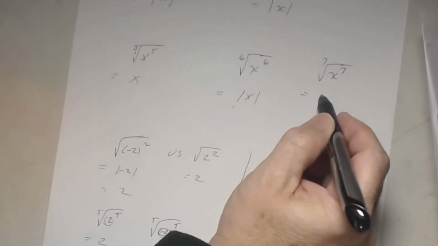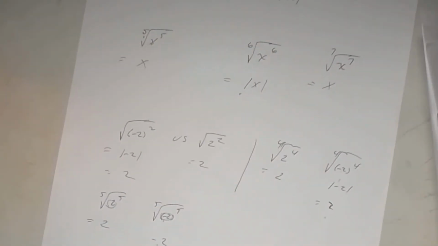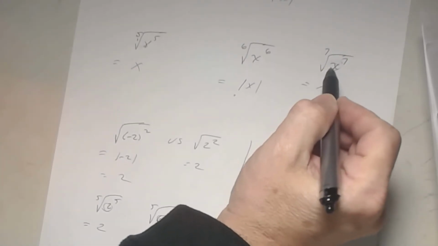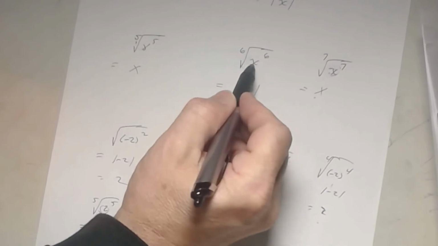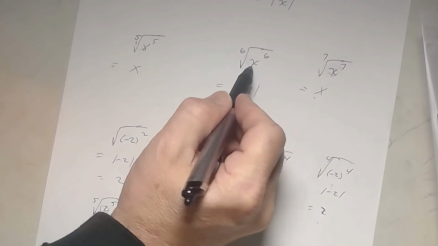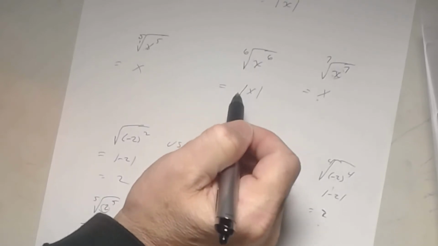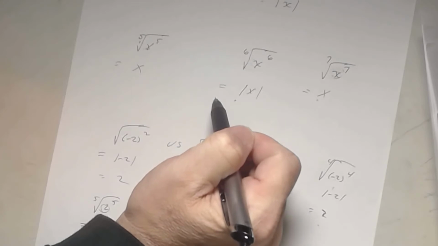Here it's just what? x. It's just x, whatever x is. Whatever this number is, if this number is positive or negative, does not matter. It's whatever that number is. Here, whatever that number is, it does matter. Because if x is negative, I can't say the answer is negative 6, negative 7, negative 8. It has to be what? The absolute value of that. So on even numbers, it's the absolute value. On odd numbers, it's just x.